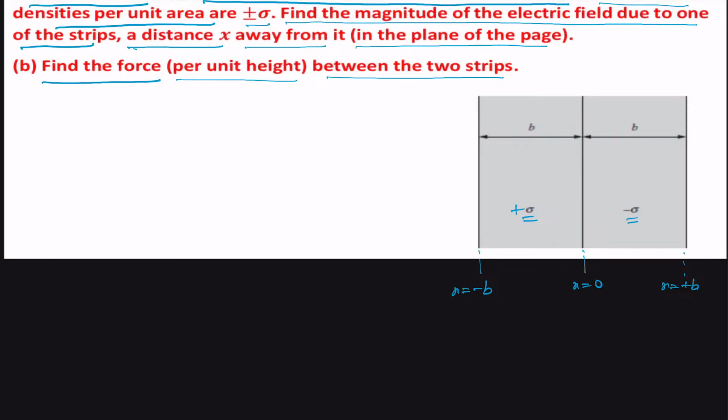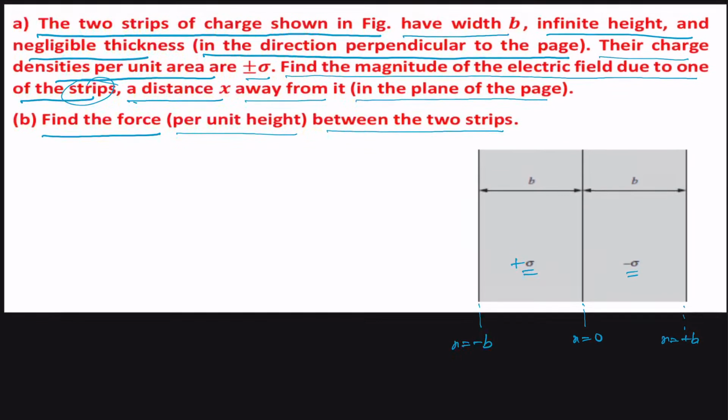And the total width of this entire strip will be equal to 2b. So we are going to find out part A, find the electric field in one of the strips, in one of the strips that is distance x away from it. So we can choose any one strip and try to sort it out.